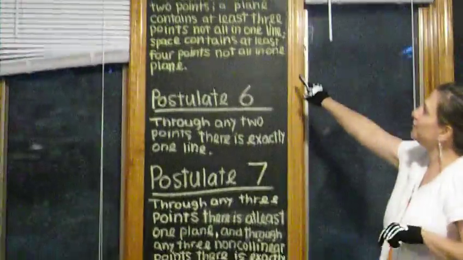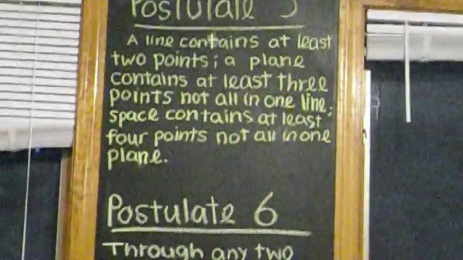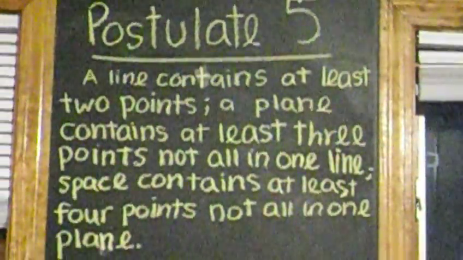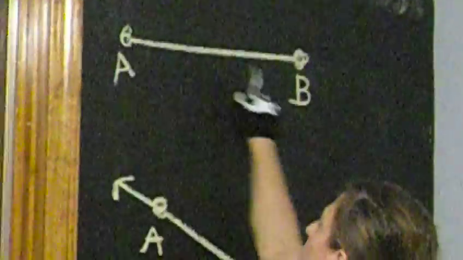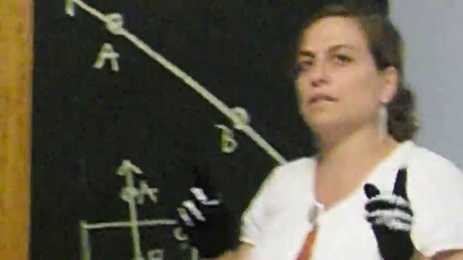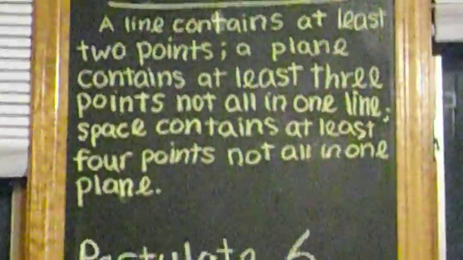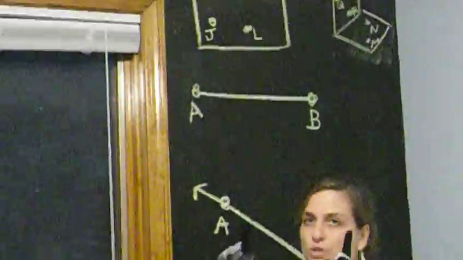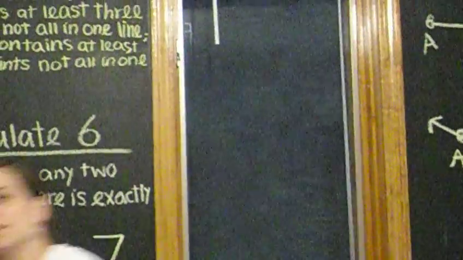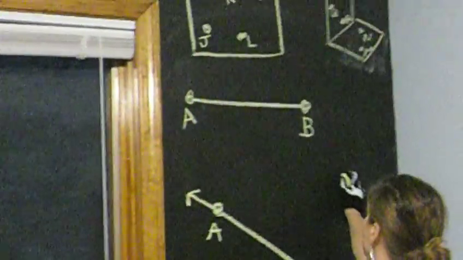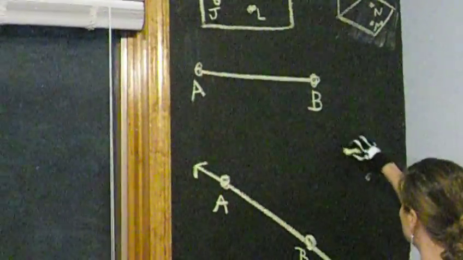So postulate 5 says, there's a lot to postulate 5. A line contains at least 2 points. So here's a line and here are 2 points. So there have to be 2 points in every line at least. Okay? There could be several points. We could have A, B, C, D, E, F, G, H, I, J, all the way up to K, whatever. Or at least 2 points. And if you draw any 2 points, you can always make a line through them.